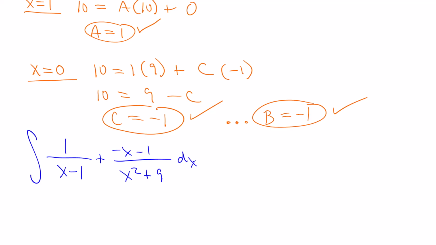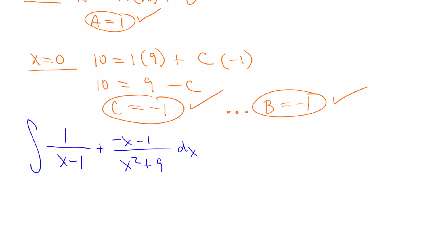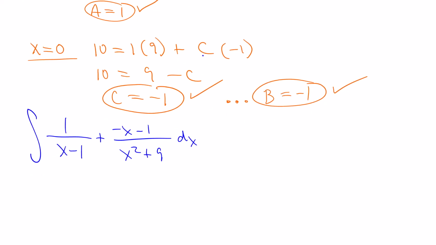That's more convenient because now we can split this up and hopefully evaluate it more easily. Notice the second term, this fraction, has a numerator that is two terms, so it'd be convenient to split that even further. I'm going to write this as 1 over x minus 1, and then minus x over x squared plus 9, which is just splitting up this second fraction, and then minus 1 over x squared plus 9, using the second term of it as its own fraction, and that's all dx.